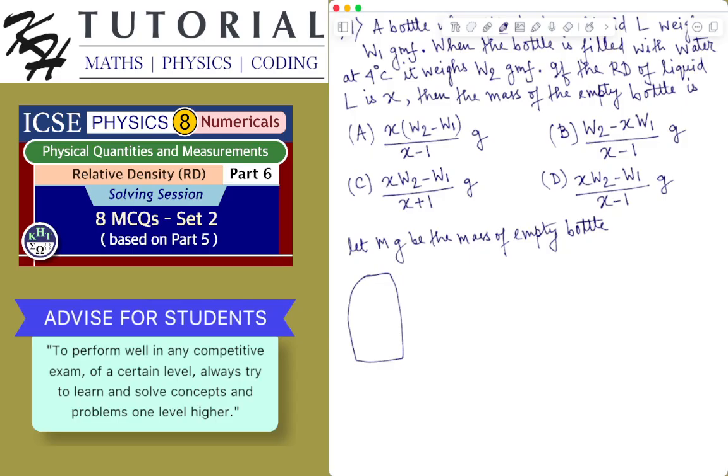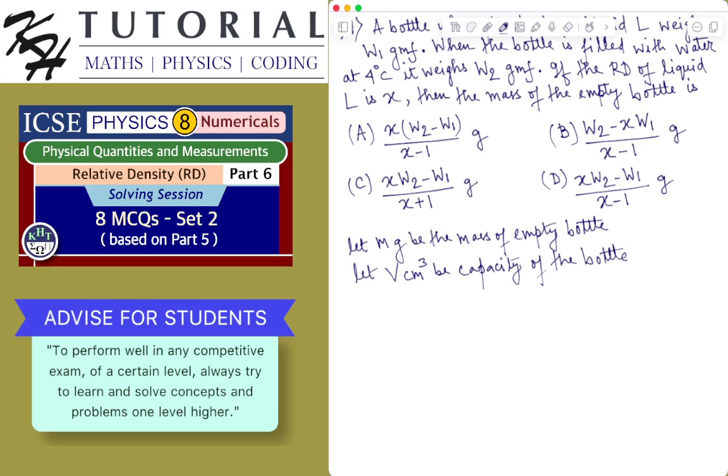Let M be the mass of empty bottle. Let V centimeter cube be the capacity of the bottle. That is the volume of the empty bottle. That is, it can store V centimeter cube of any liquid or water. So I am assuming V centimeter cube to be the capacity of the bottle.